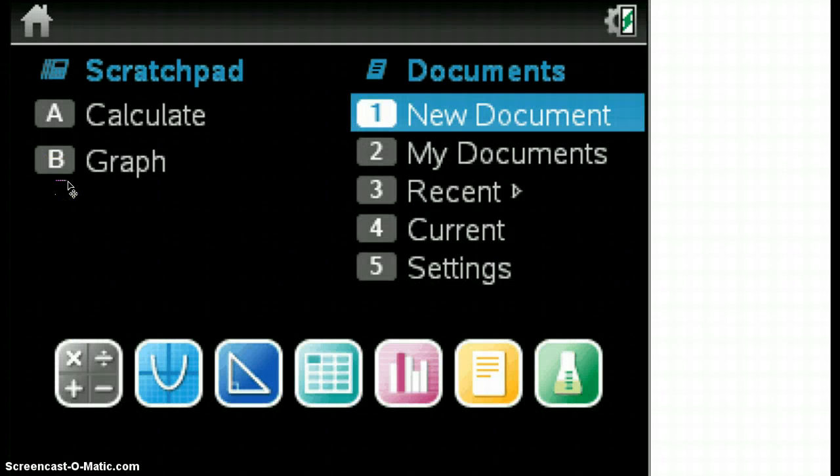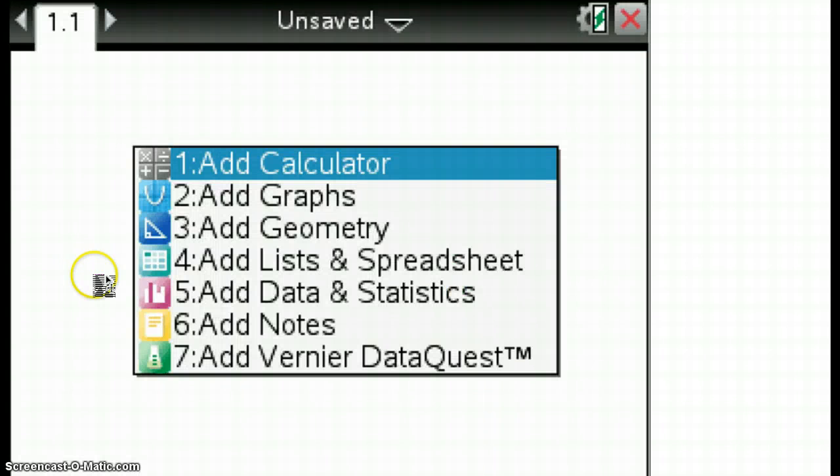The first thing you want to do is go to the home page on your CX or your CAS. That's the page that says ON and has a little house. Once you get there, click New Document. You may get a prompt asking if you want to save what you're currently working on. That's your discretion, or you can just say no, and then you get to this page.